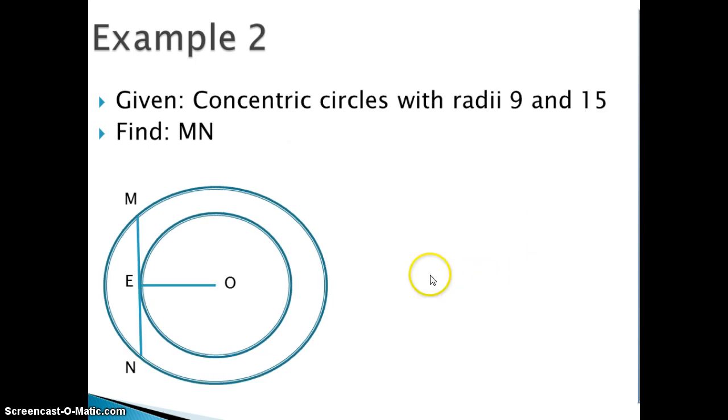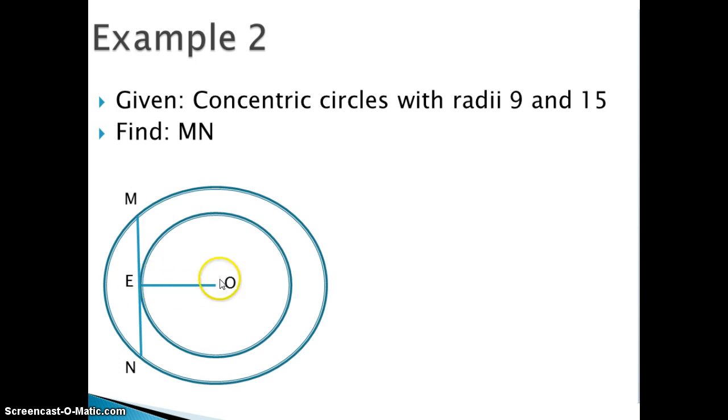Example number 2, we have concentric circles with radius 9 and 15, and we want to find the length of segment MN. Well, I want to think about this segment MN in 2 different terms. I want to think about what it is in terms of the bigger circle, and then what it is in terms of the smaller circle. If we look at the smaller circle here, segment MN intersects at exactly one spot right here at E.